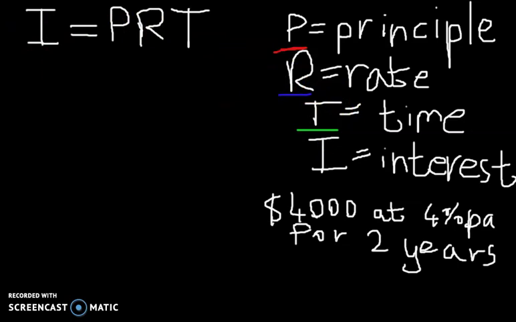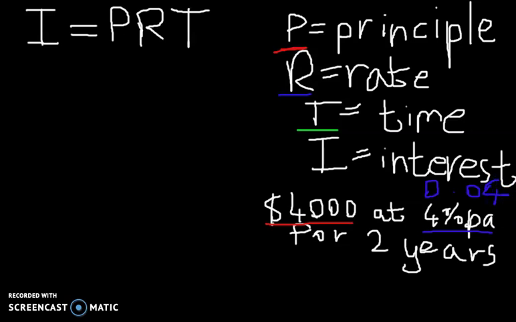Let's first identify each of our actual components for calculating interest: the principal, rate, and time. So $4,000, the amount we borrow, is the principal, so I'm going to underline that in red. The rate, the interest rate, is 4% per annum. I'm going to underline that in blue, but I'm also going to write 0.04 above it, just so I remember that it's a decimal.